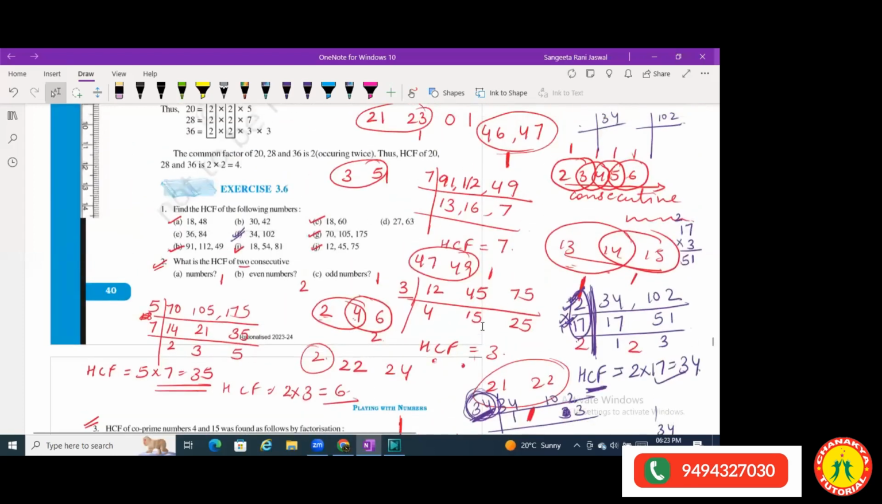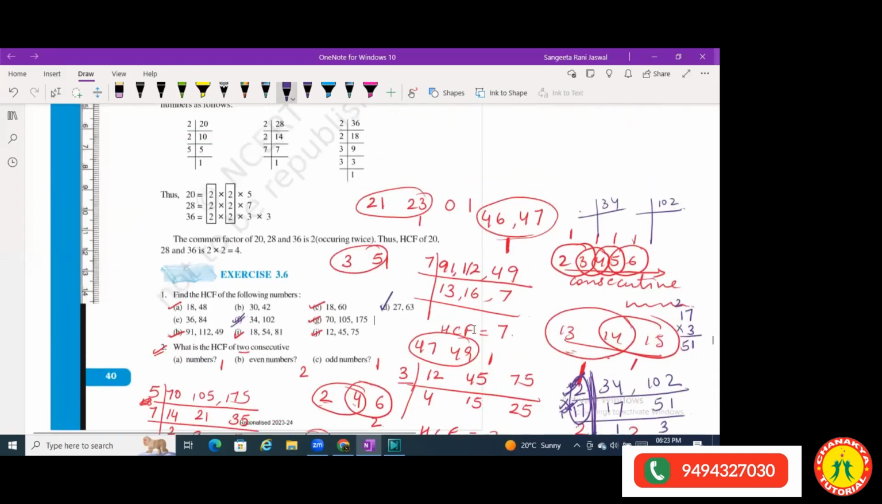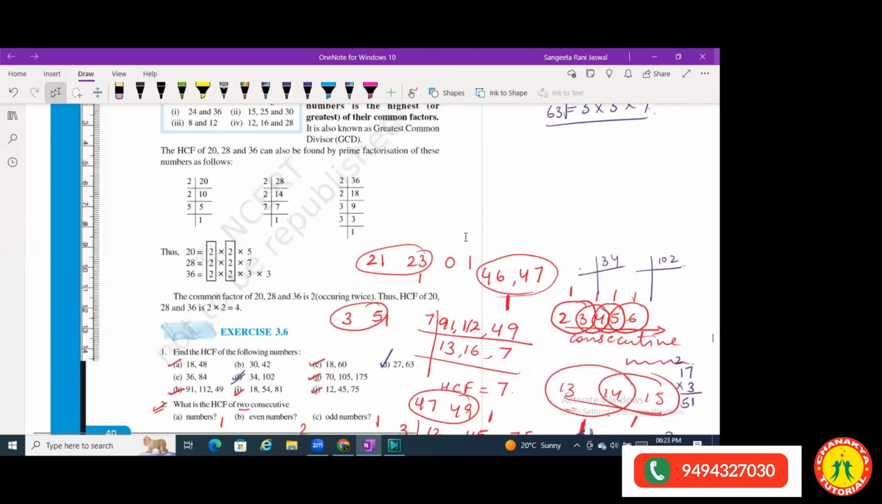So let's do some more questions on HCF. So for this, you find out 27 and 63. Please find the HCF of 27 and 63.